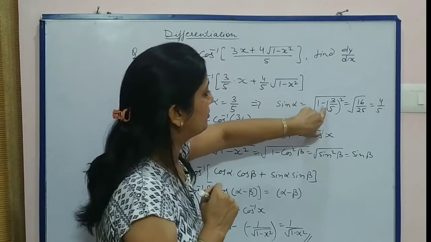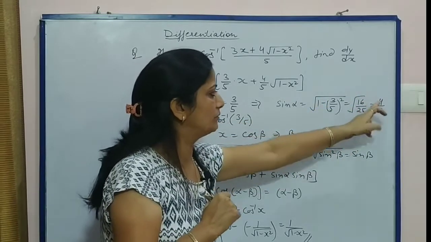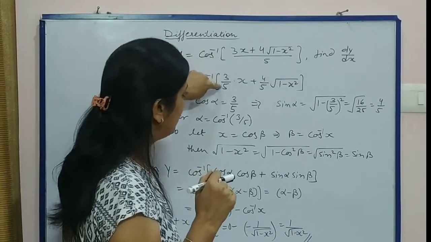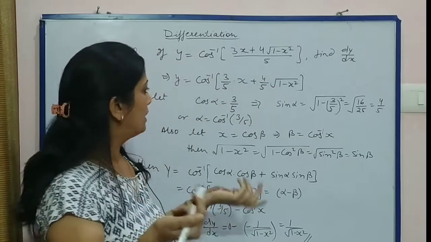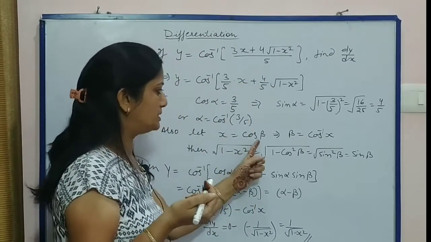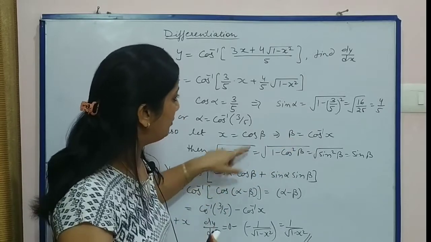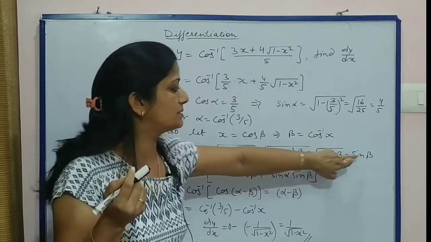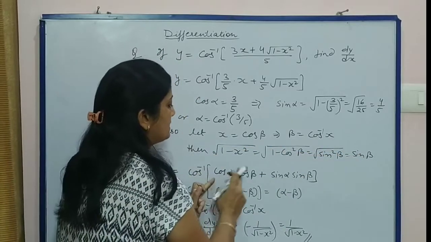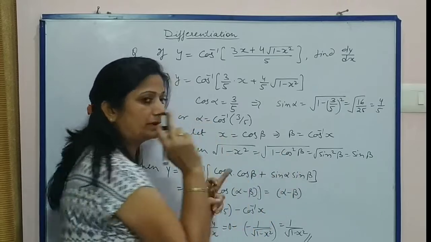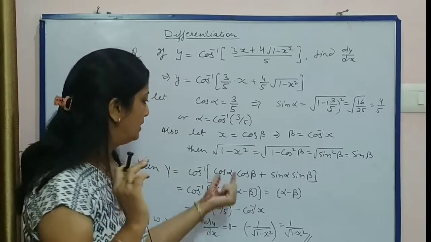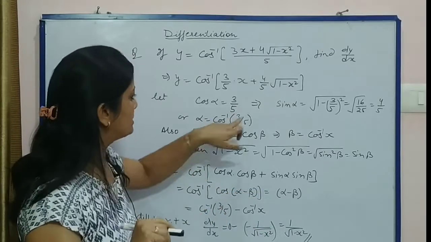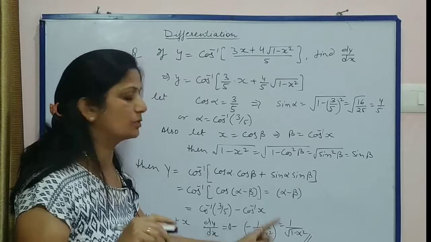Now sin alpha is under root 1 minus (3 by 5) whole square. After simplification we have 4 by 5. When we substitute cos alpha is 3 by 5, we have sin alpha is 4 by 5. Again if we substitute x is cos beta, then under root 1 minus x square is under root 1 minus cos square beta. This is sin square beta, under root is sin beta. Now cos alpha cos beta plus sin alpha sin beta. This is the formula for cos(alpha minus beta). Cos inverse cancels out. We have only alpha minus beta. What is alpha? Alpha is cos inverse 3 by 5 and what is beta? This is cos inverse x.